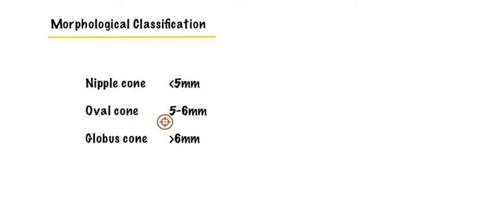Then comes the oval cone. Oval cone is actually larger than nipple cone but smaller than globus cone. You can see the size is 5 to 6 millimeter, and it will be oval in shape. So why the name? Oval or ellipsoid in shape, so that is why it is known as oval cone. Next is the globus cone, which is more than 6 millimeter, being the largest of all the three types. And here what happens is it is globe-like in shape. So that is why it is known as globus cone. So just from the name itself, you can write 1 or 2 sentences about the type of keratoconus.